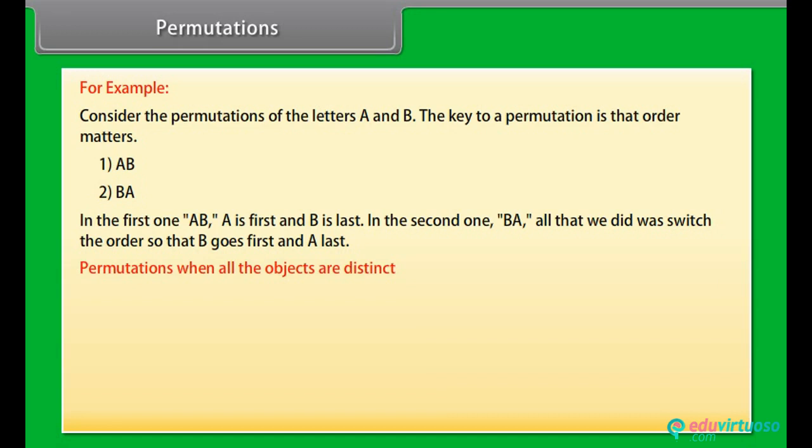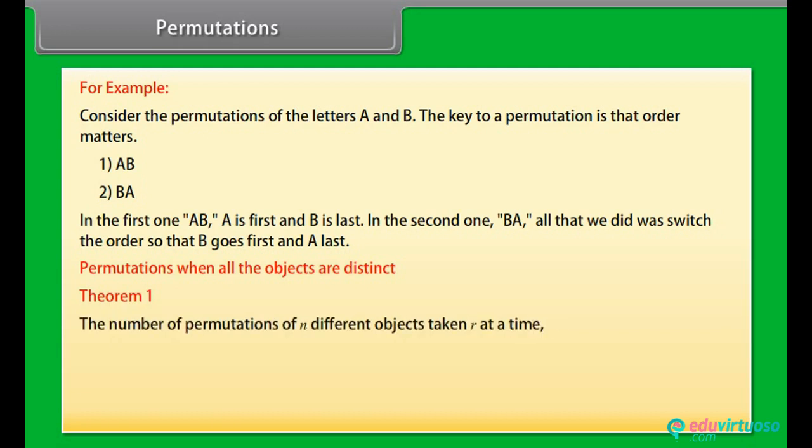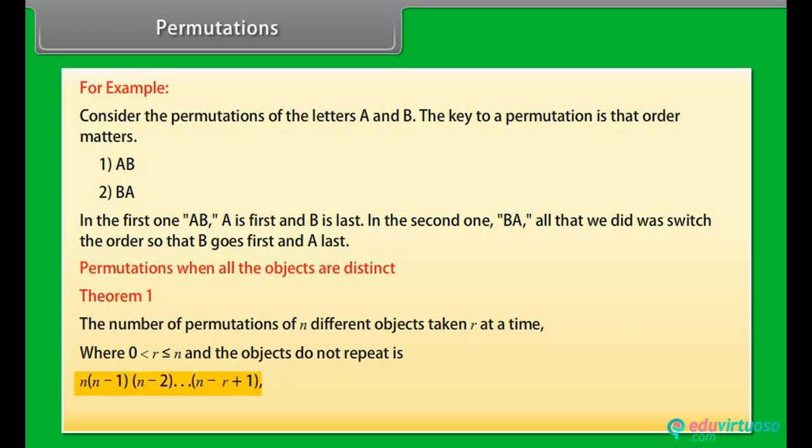Permutations when all the objects are distinct. Theorem 1. The number of permutations of n different objects taken r at a time, where 0 is less than r is less than or equal to n and the objects do not repeat, is n into n minus 1 into n minus 2 up to n minus r plus 1, which is denoted by nPr.